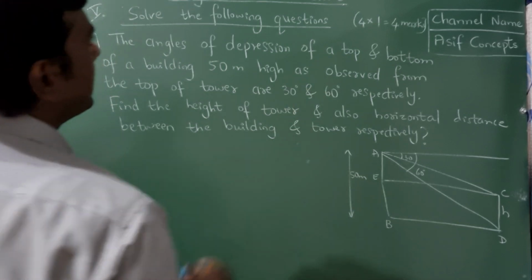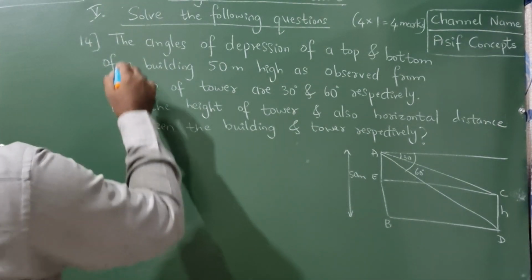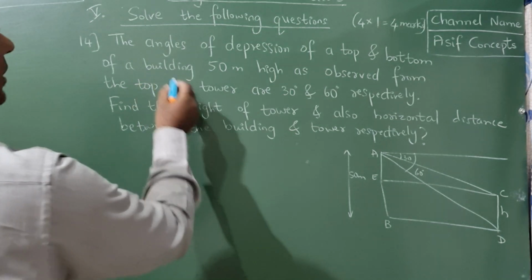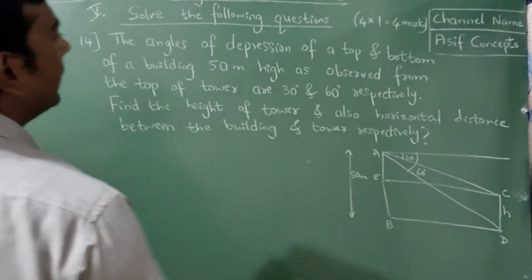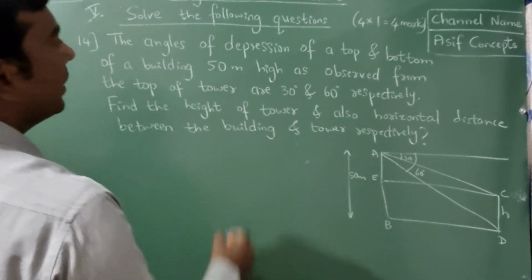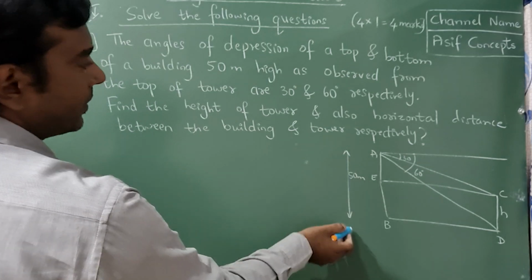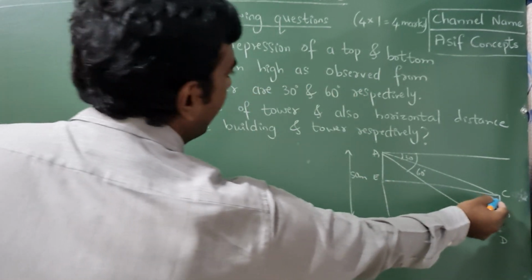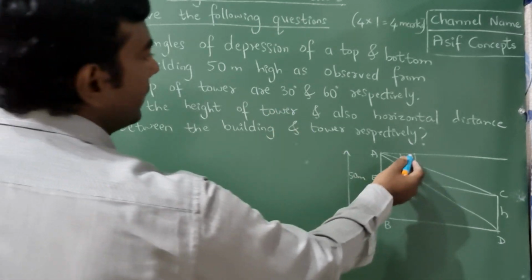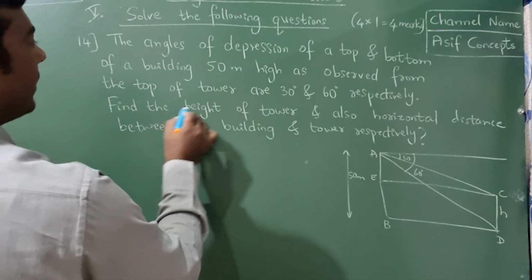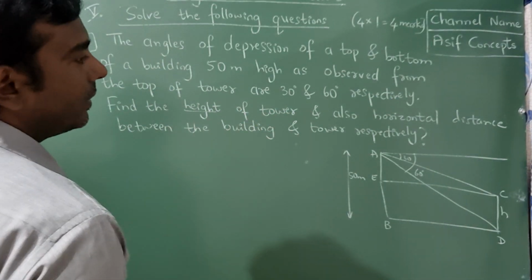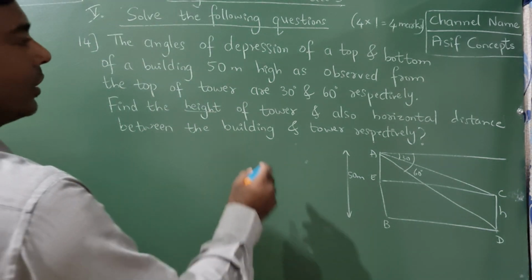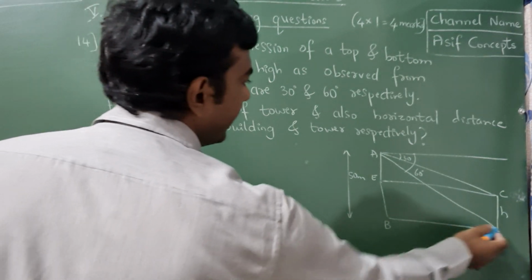Fourteenth question, and this carries 4 marks. The angle of depression of the top and bottom of the building, this is the building, already they have given the diagram. This complete building is 50 meters high, as observed from the top of the tower, are 30 degrees and 60 degrees respectively. Find the height of the tower, and that is this, and also find the horizontal distance between the building and the tower.